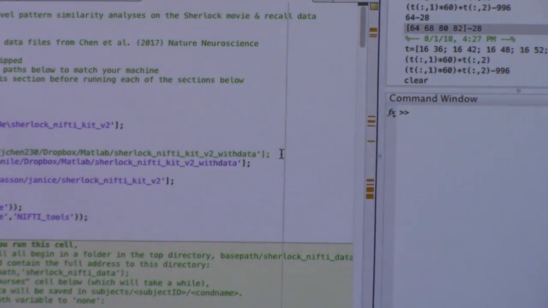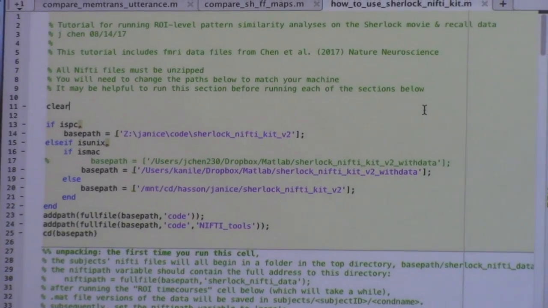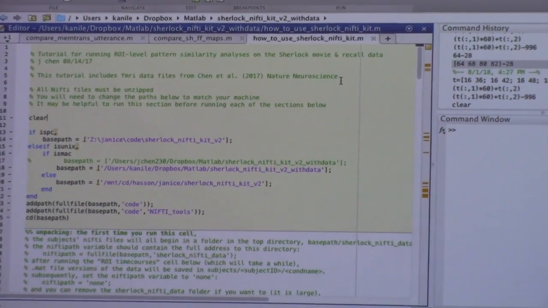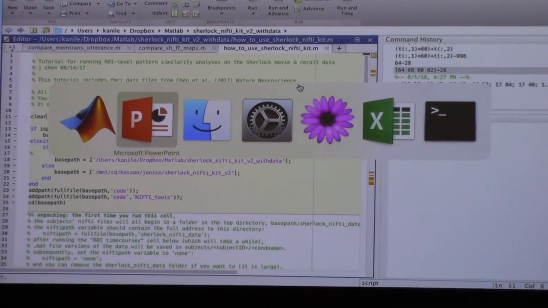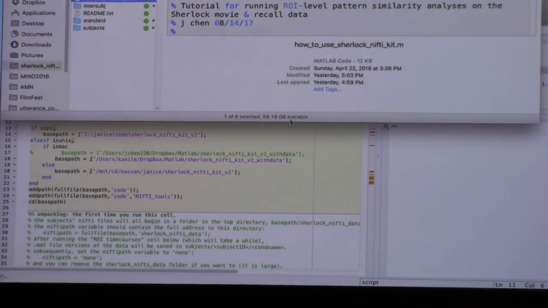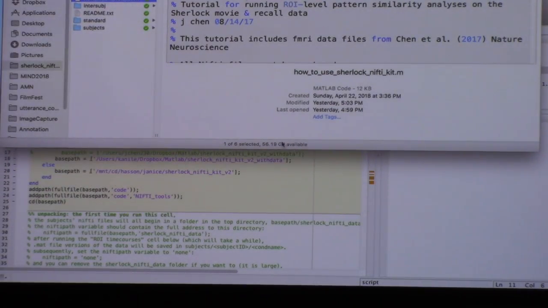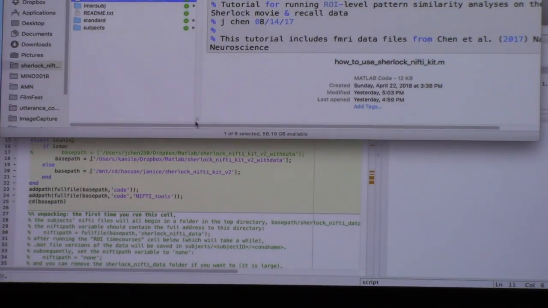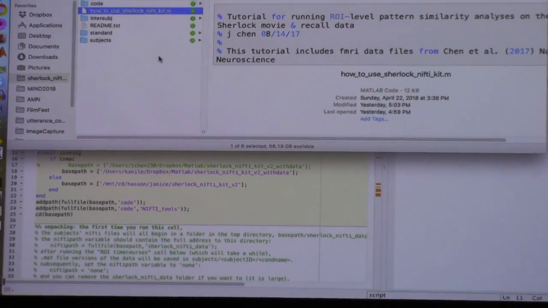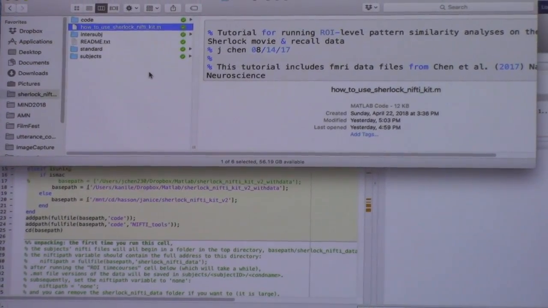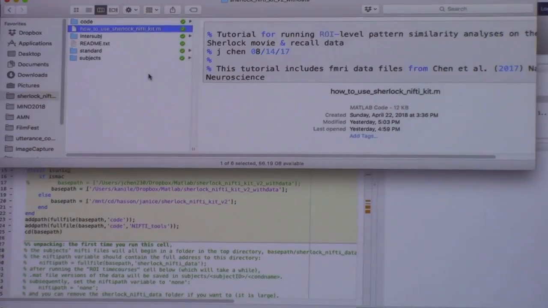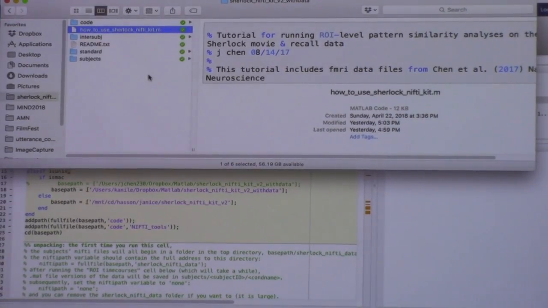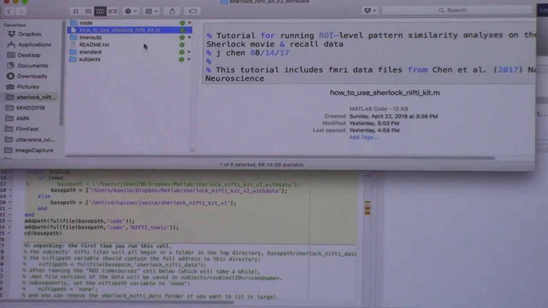Okay, so the way that this works, I'm in the How to Use Sherlock Nifty Kit file, which is at the top level. And I'll just show you the overall directory structure. I actually keep all my experiments in the same directory structure, and I find it useful, even for my students who use Python, I still have every data set on my server set up in the same structure, so I can go and look at stuff, and then we do things in parallel sometimes.